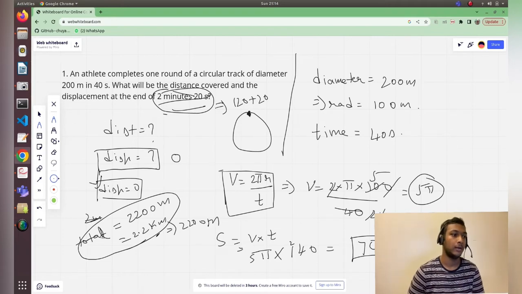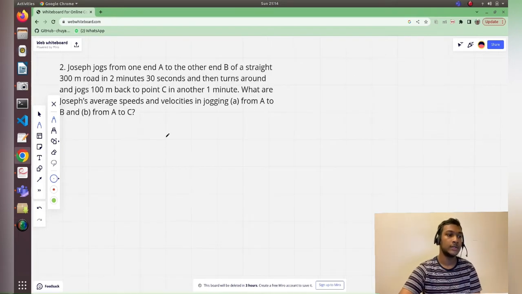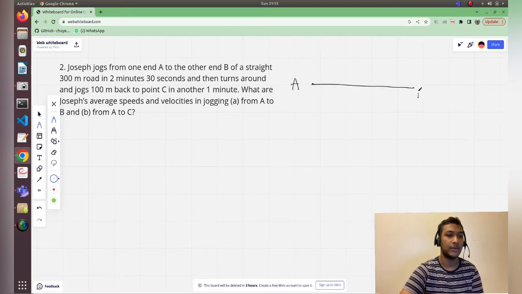Now let's move on to the next question. So Joseph jogs from, another important thing is whenever you're solving numericals, try and draw the diagram for that numerical. Okay, so Joseph jogs from one end A to another end B. This is A and this is B of a straight road which is 300 meters. So S is equal to 300 meters, T is equal to 2 minutes and 30 seconds. Always convert your minutes into seconds. So 2 minutes and 30 seconds is 120 seconds plus 30 seconds, which is equal to 150 seconds.